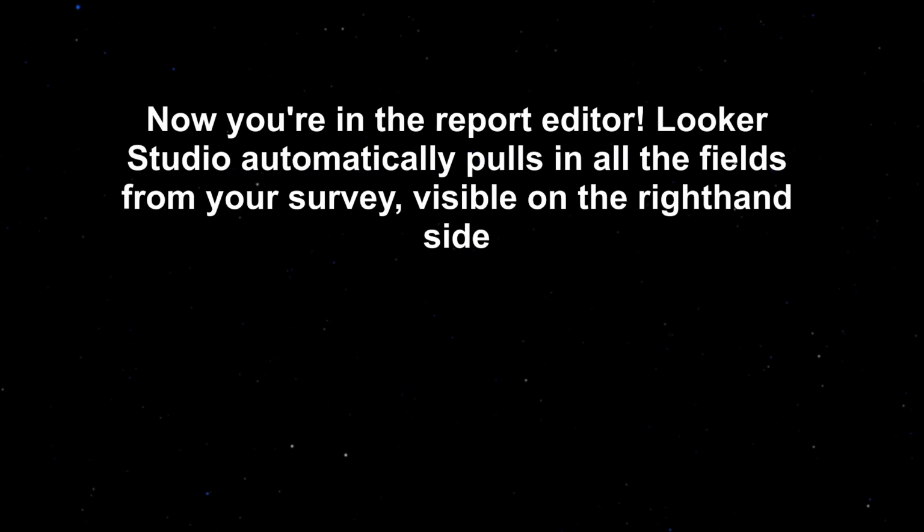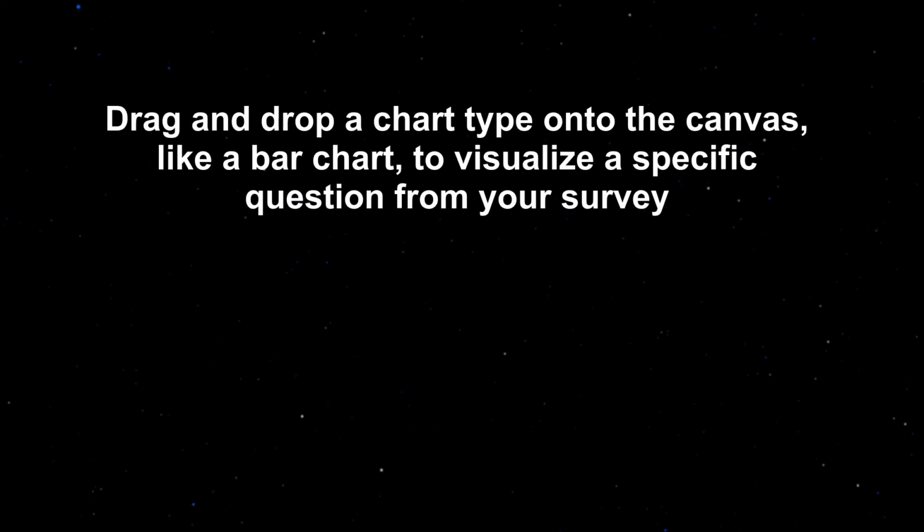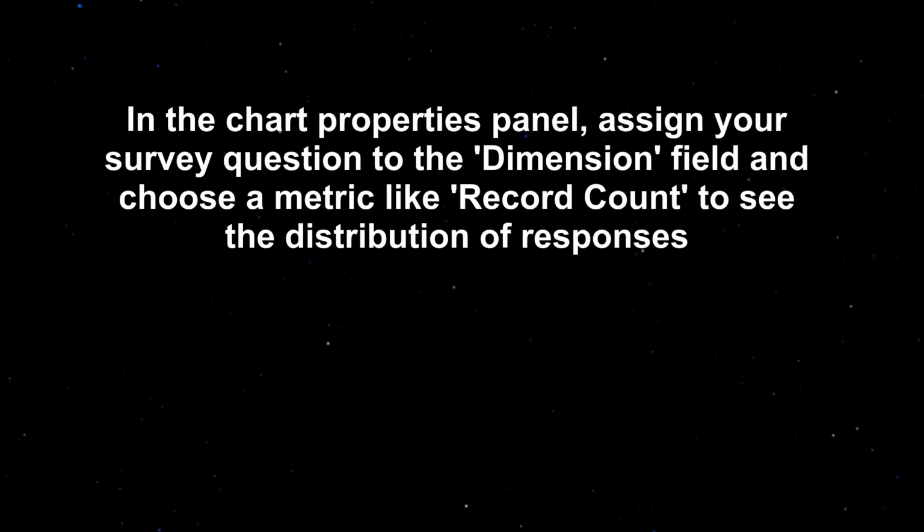Now you're in the report editor. Looker Studio automatically pulls in all the fields from your survey, visible on the right-hand side. Drag and drop a chart type onto the canvas, like a bar chart, to visualize a specific question from your survey. In the Chart Properties panel, assign your survey question to the Dimension field and choose a metric like record count to see the distribution of responses.